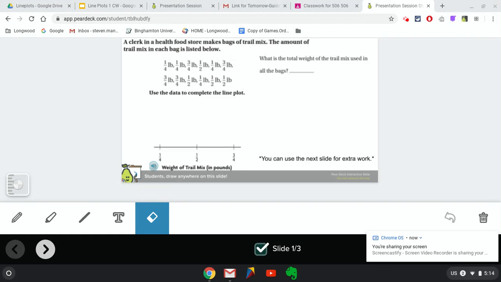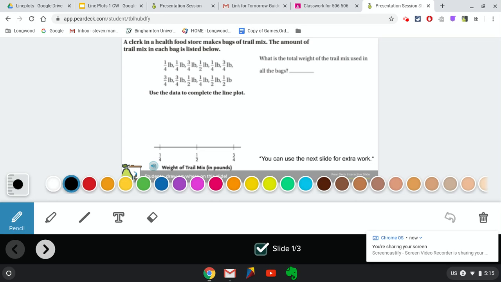Hey everybody, I am going to go over yesterday and the day before's math. We're looking at line plots. I know this is a lot of work. If you watched my previous video, hopefully that helped you, but if not, I'm going to go over this one.